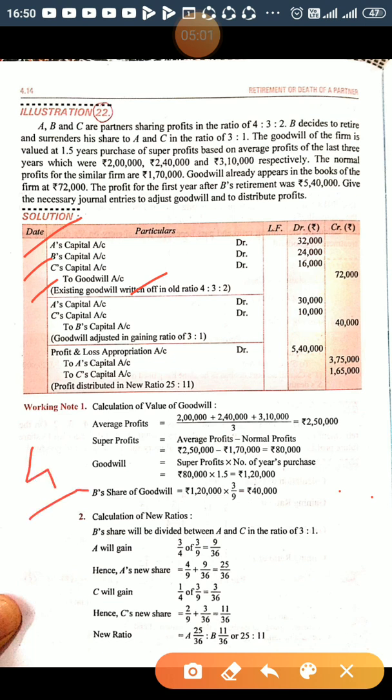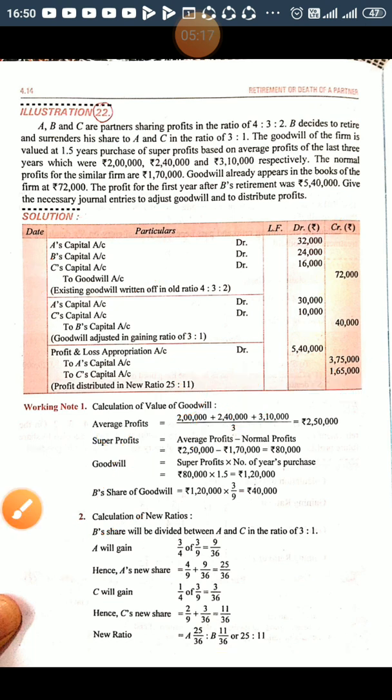4:3:2 means 4 by 9 multiplied by 72,000. So 9 8s are 72, so 8 4s are 32. So this is correct. A's capital should be debited with 32,000. B's capital should be debited with 24,000. C's capital account should be debited with 16,000. So this is all about the writing off of the existing goodwill.